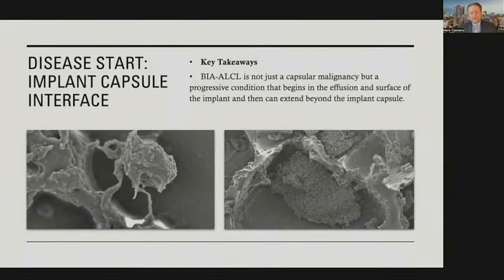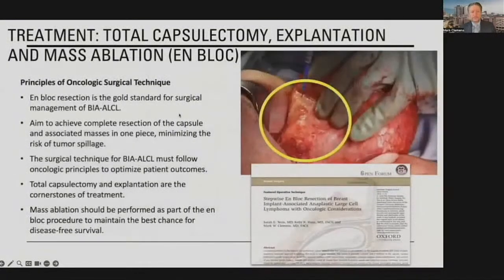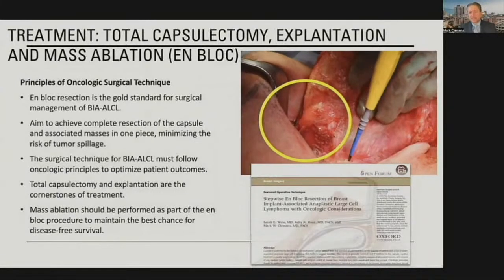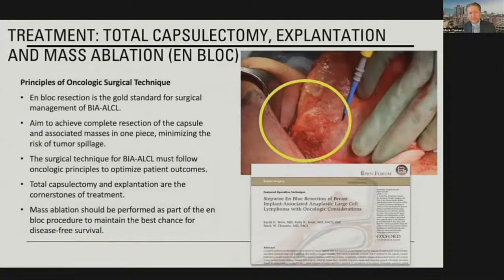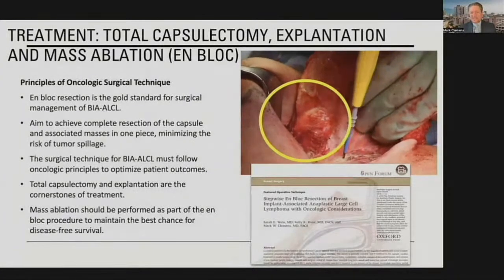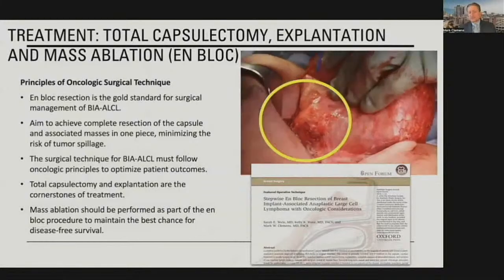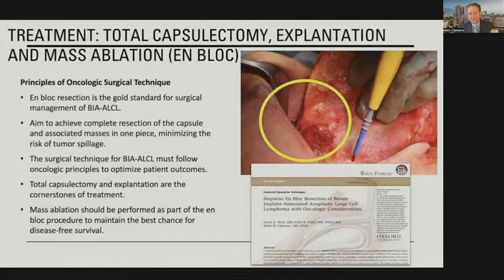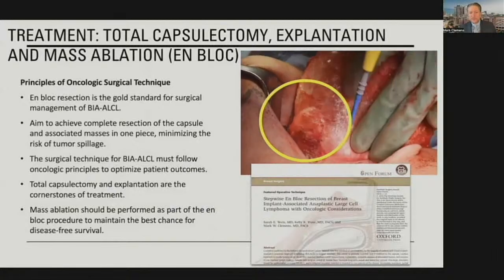In fact, in the picture on the left, I've actually zoomed in using scanning electron microscopy on a single cell of ALCL growing on the surface of the breast implant. When we talk about treatment of the disease, we usually define it as total capsulectomy, explantation of the implant, and removal of any associated masses, which is usually described as an en bloc resection. That also includes negative margins. We don't need a lot of normal tissue around it, but we need some.